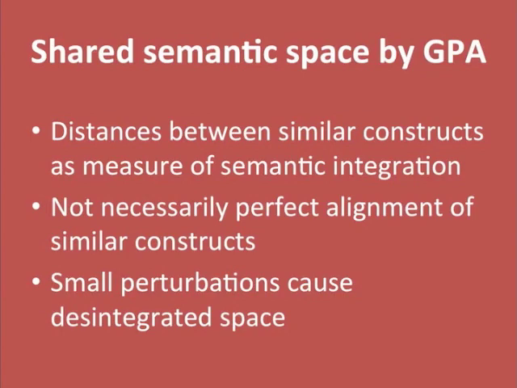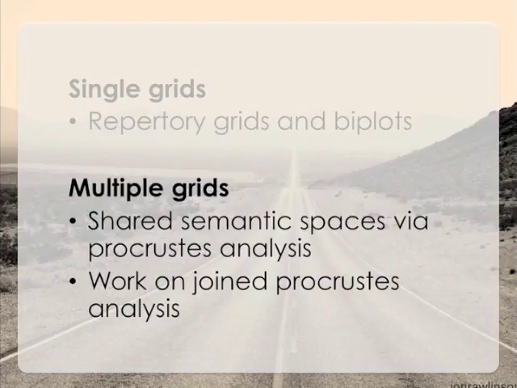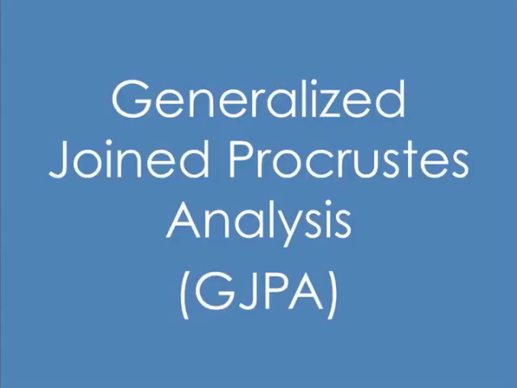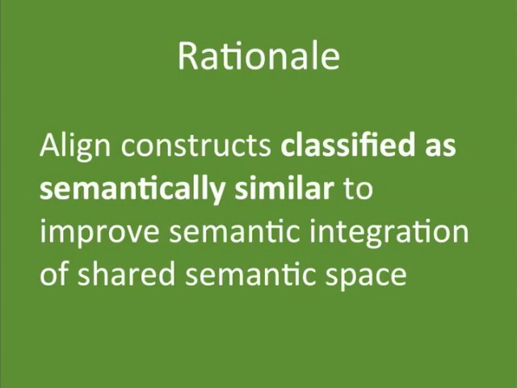So what can we do about it? This is where the next point starts. I will show you my work on joint procrustes analysis, or generalized joint procrustes analysis. What is new is the joint aspect. So what do we join then? The rationale is the following. We want to align constructs which are classified as semantically similar in order to improve the semantic integration of the shared semantic space.